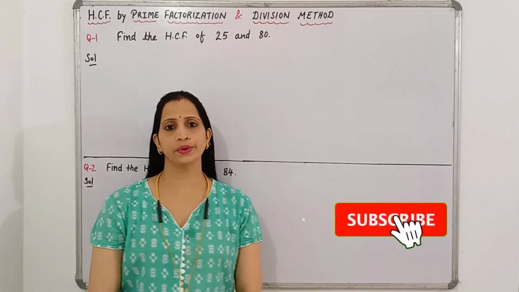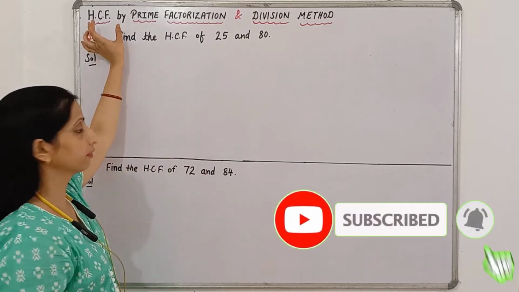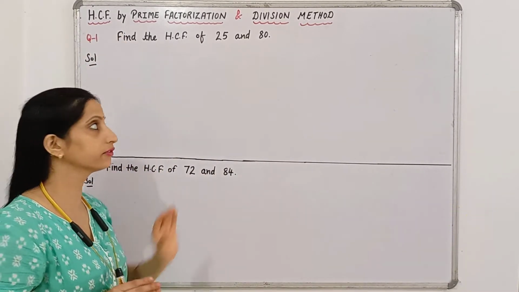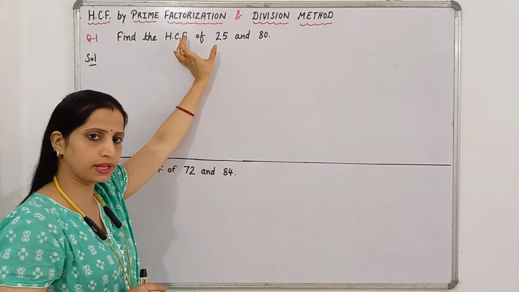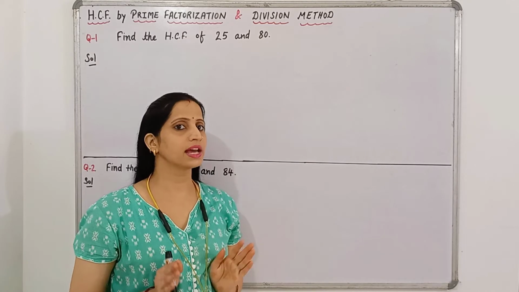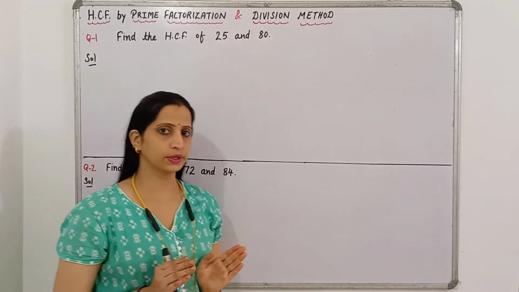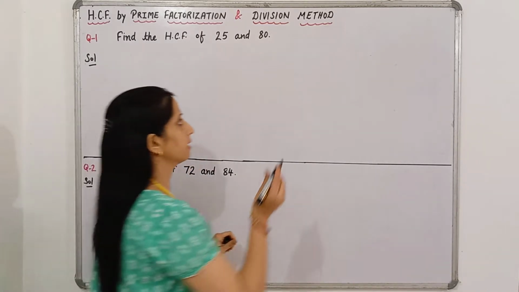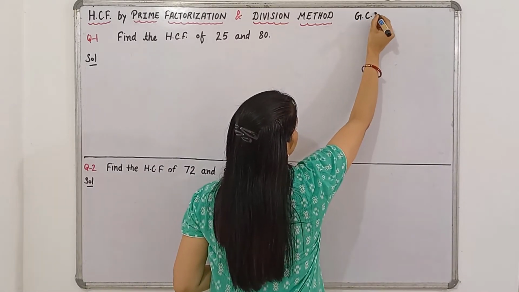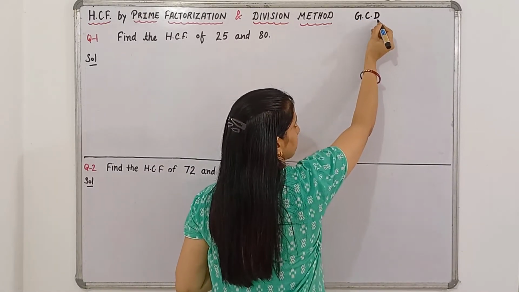So today's video is about HCF. In this video we will learn how to find out HCF by the prime factorization method and by the division method. HCF means highest common factor, or HCF is also known as GCD, where GCD means greatest common divisor.